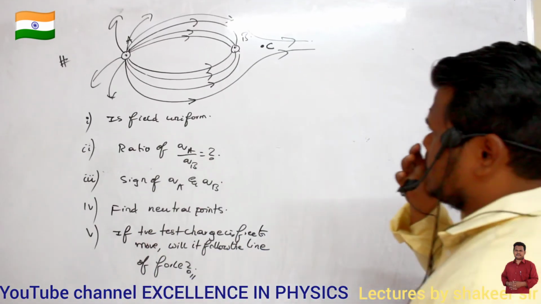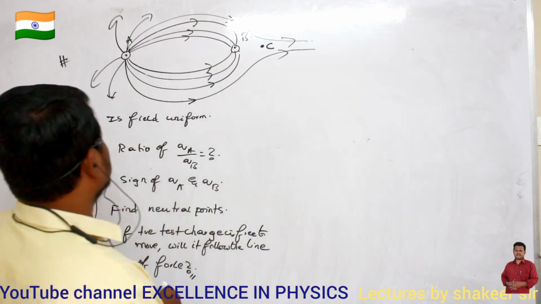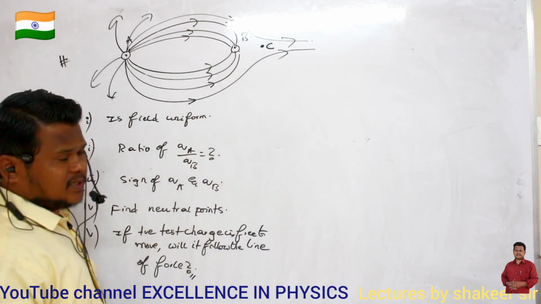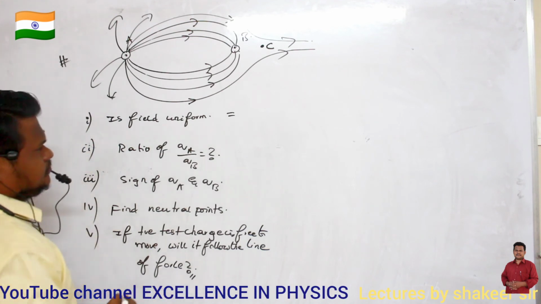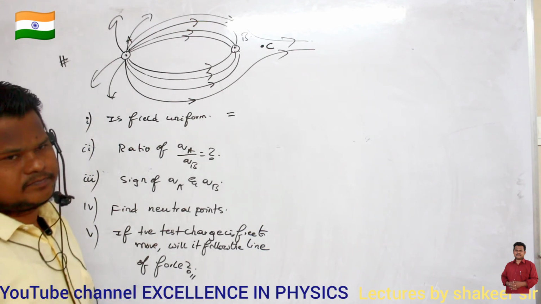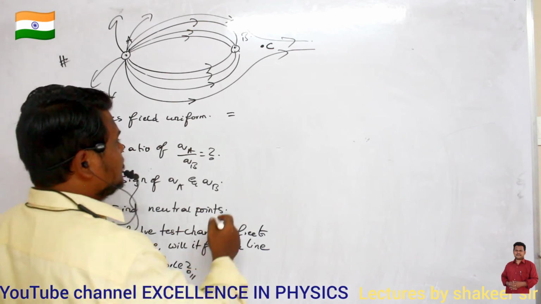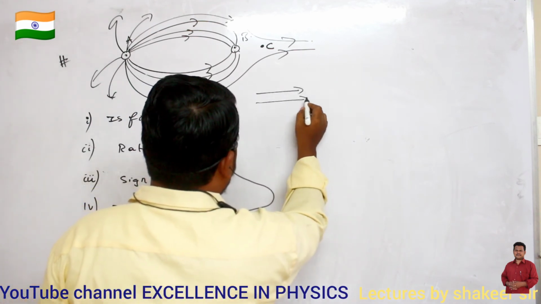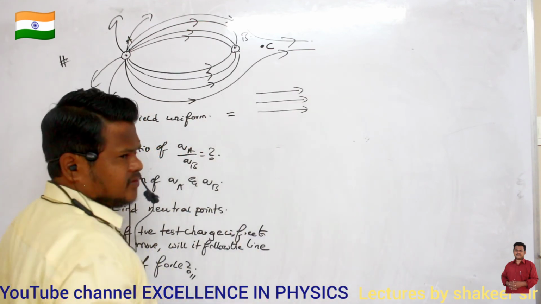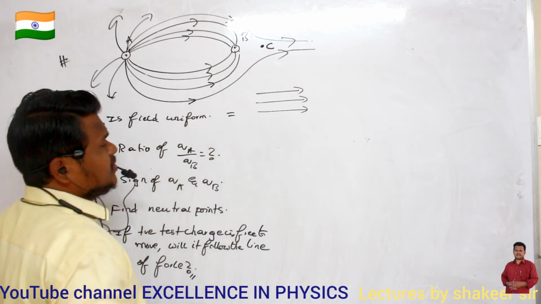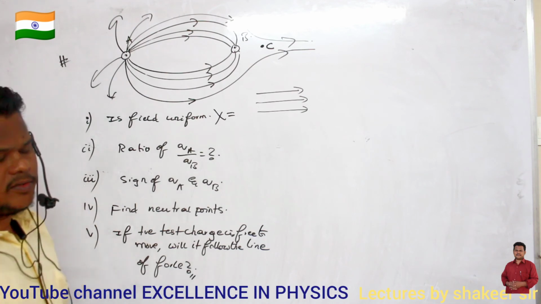See, this is the rough sketch of electric lines of force traveling from charge A to charge B. Clear? First question: is the field uniform or not? What is meant by a uniform field? Uniform field means the spacing between electric lines of force should be equal. This is called a uniform field. So is the field uniform here? The field is not uniform. So the answer is the field is not uniform.